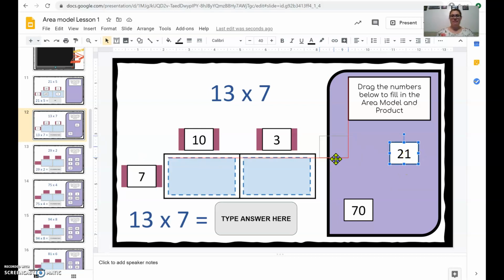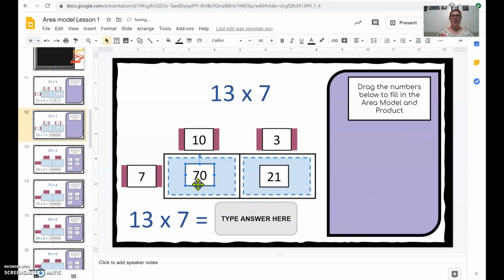Let's see if I can grab it. And then I have 10 times 7, which I know is 70 as my fast fact. Okay, so now I'm going to write down 70 plus 21. Going to add them together. 0 plus 1 is 1. 7 plus 2 is 9. So I know my answer is 91.